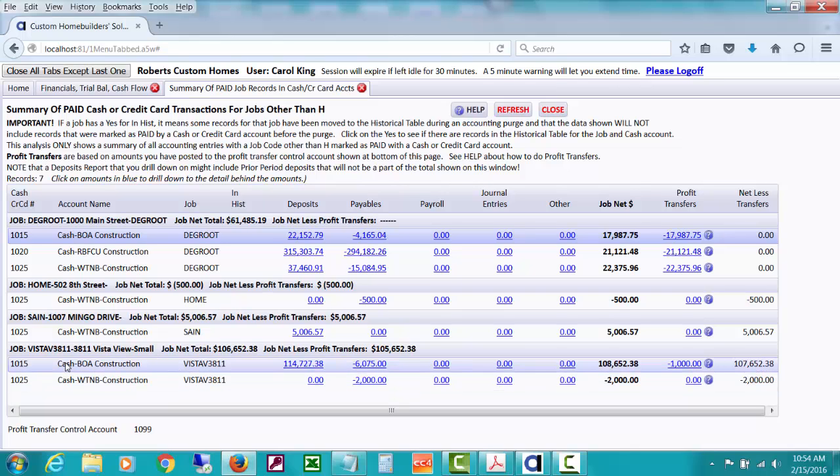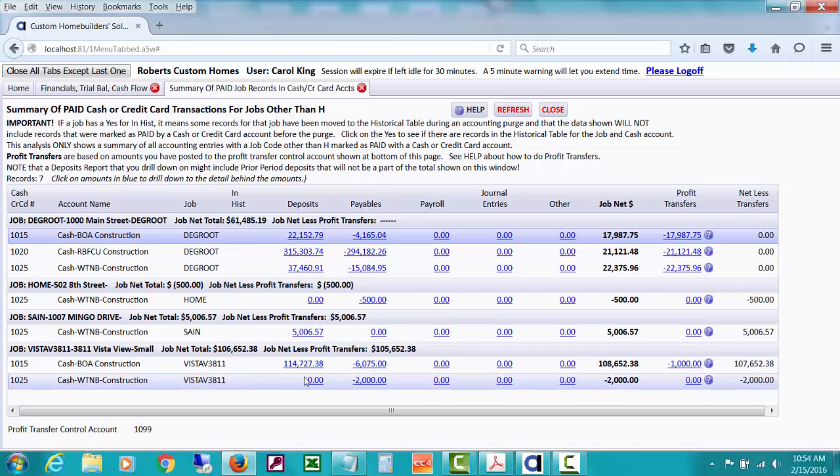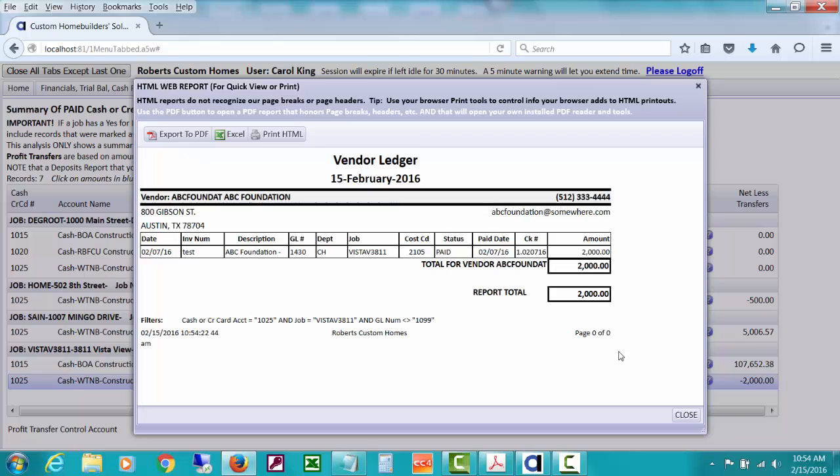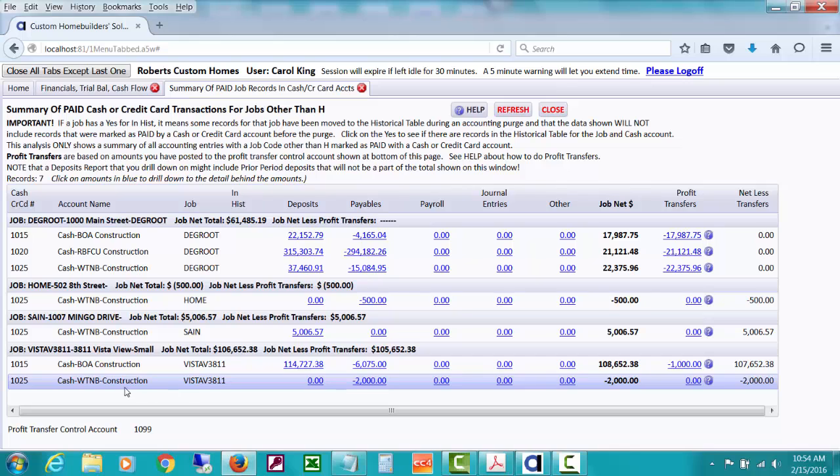But anyway, on the Vista view, we can see, we just for some reason leaped over here and we did one check, and we did it out of this WTNB construction for this Vista view. We can say, what was that check? It was when we were talking about doing a test and we were demonstrating some stuff, and I probably just randomly selected a checking account during a demo. But anyway, I could see what one check I wrote for this job out of this particular checking account, so that gives me that information.